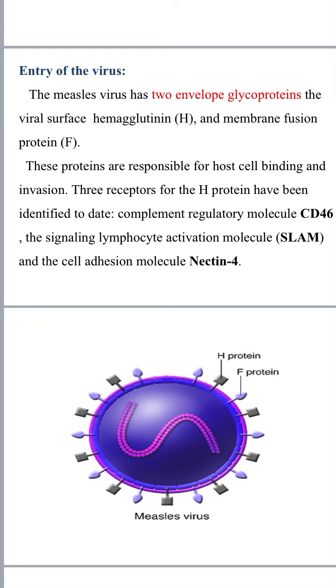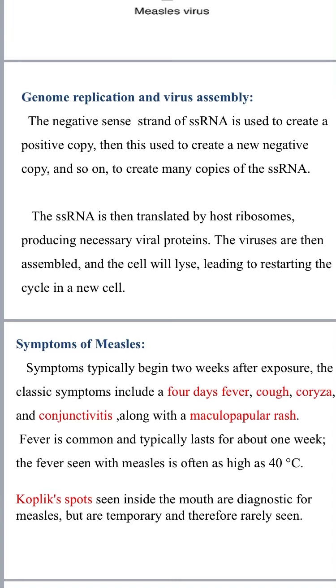Genome replication and virus assembly. The negative sense strand of single-stranded RNA is used to create a positive copy. Then this will be used to create a new negative one, and so on, to create many copies of the single-stranded RNA. The RNA is then translated by host ribosomes, producing necessary viral proteins. The viruses are then assembled and the cell will lyse, leading to restarting the cycle in a new cell.